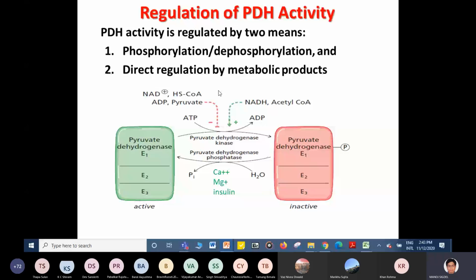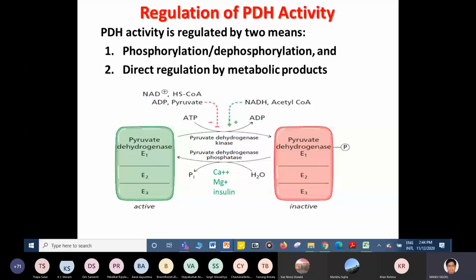When you analyze this picture, you can see one in red and another in green. The green one is the active one, the red one is the inactive one. The inactive one is attached with the phosphate group. That means the phosphorylated form of this enzyme is inactive, whereas the dephosphorylated form is active. This phosphate group is removed with the help of pyruvate dehydrogenase phosphatase, which is activated by calcium, magnesium, and insulin. That means in the presence of calcium or insulin, this pyruvate dehydrogenase complex will be active and it will perform its work.